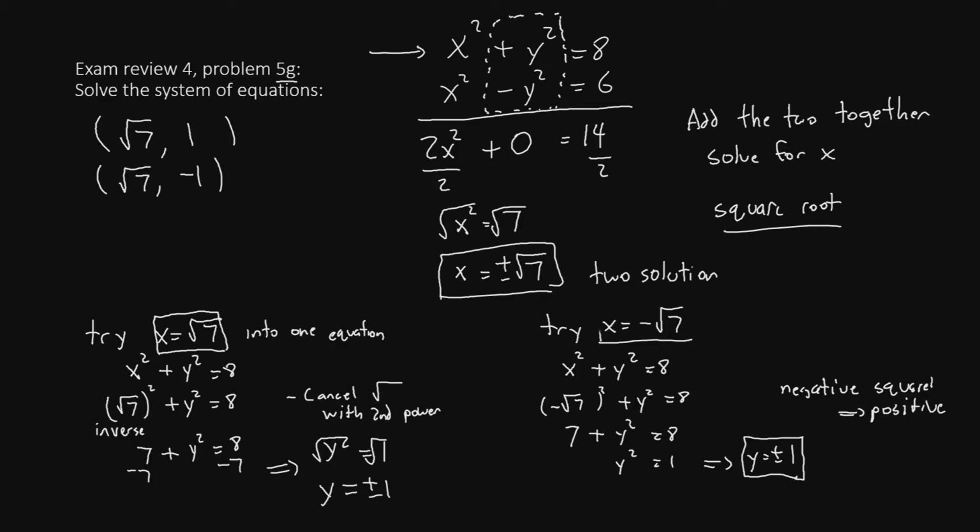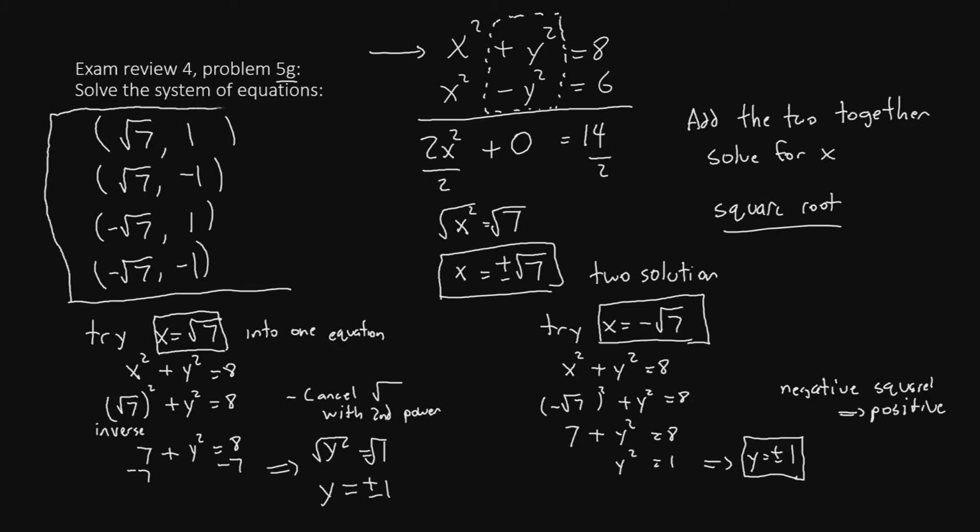Now, this solution came from negative square root 7. So, in both cases, our x is negative square root 7, and our y could be positive 1, or it could be negative 1. So all four of these solutions that I've just written are all solutions to the system of equations. So when you answer this question, make sure that you remember to write all 4 solutions. If you only get 2 solutions, that means you haven't solved all of the problem.